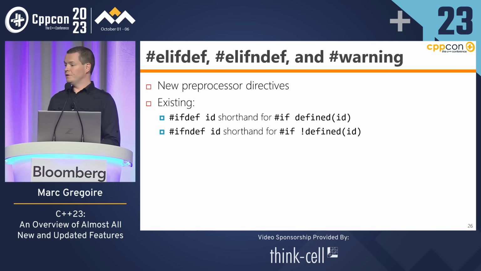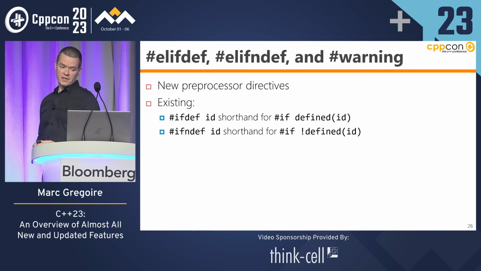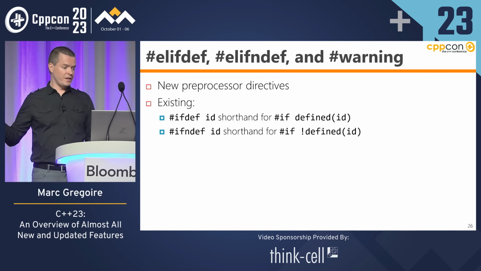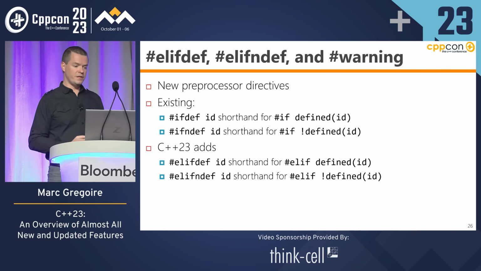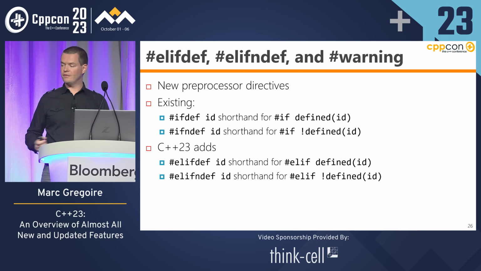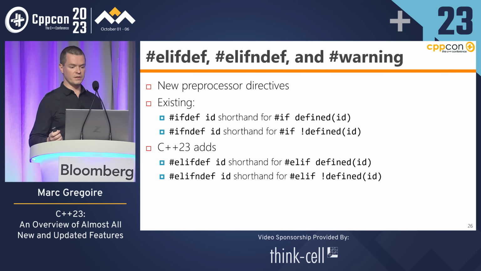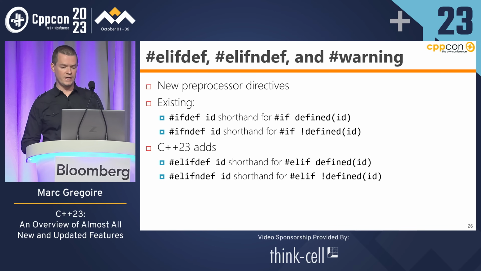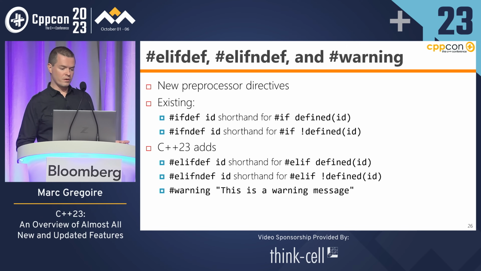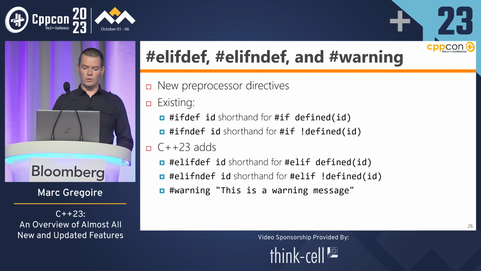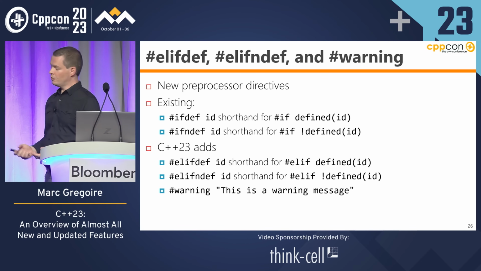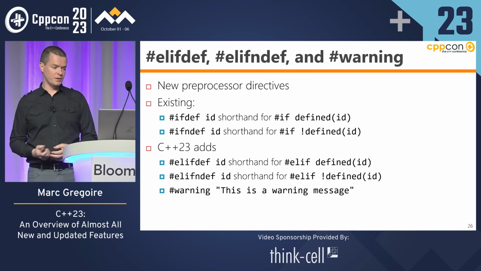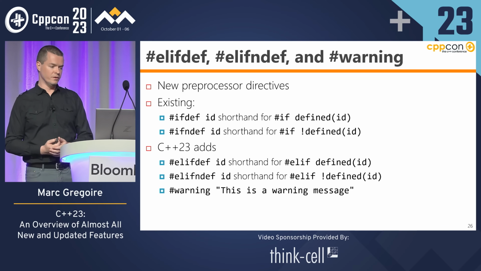In C++23, we even have a couple of new preprocessor macros. We already had these ones, ifdef and ifndef. C++23 adds the following: elifdef and elifndef. They are basically shorthands for the things that you see on the right. And one more, we have warning. So now you can force the compiler to emit a warning. You could already emit an error, but now you can emit a warning as well during your compilation.